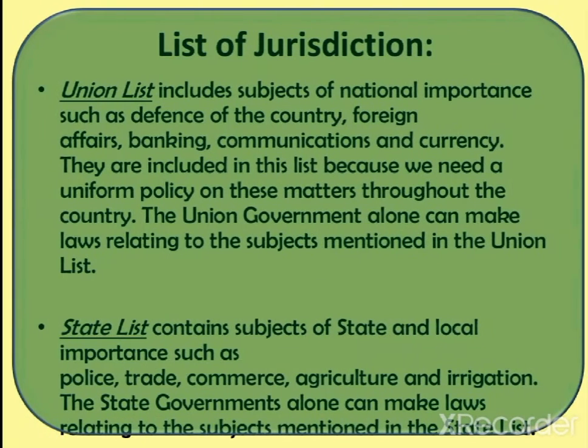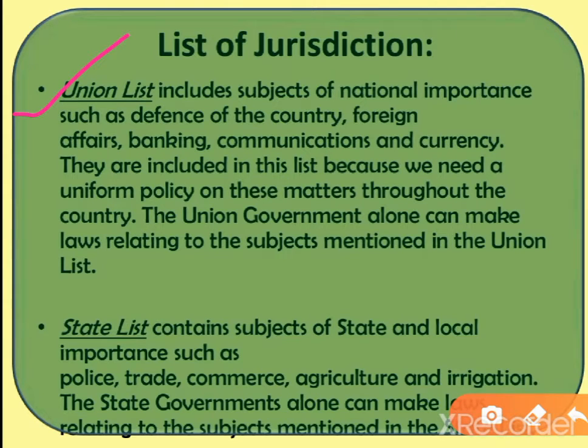Now, let's continue with the next topic, that is the list of jurisdiction, or we can say the legislative powers of our government. It is basically of six types, or six lists, in which three lists are very important. The first one is the Union List.